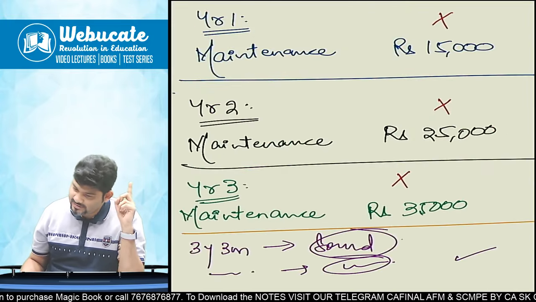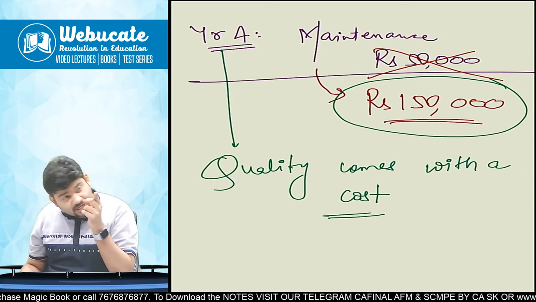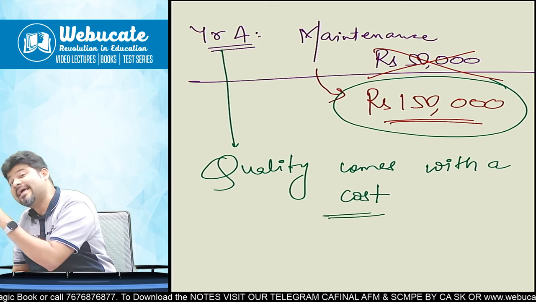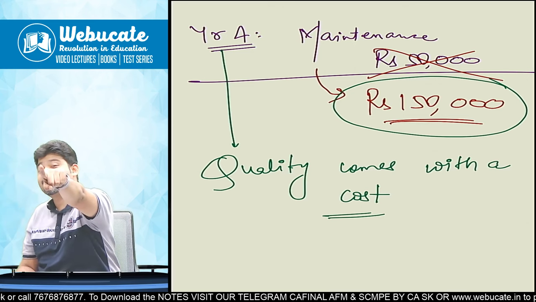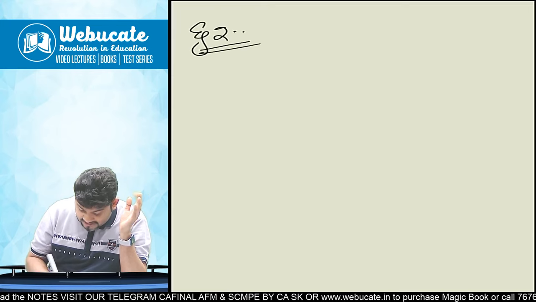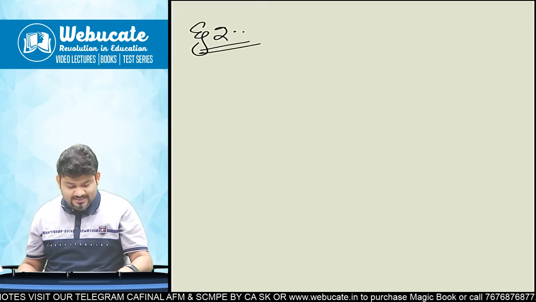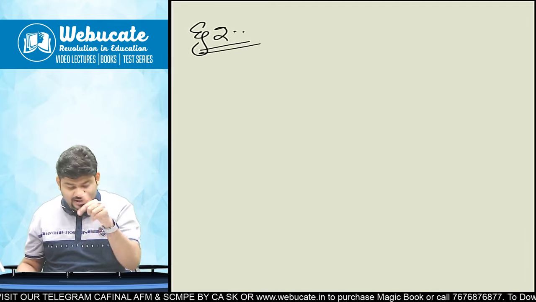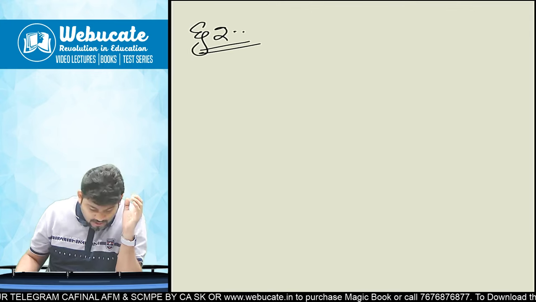Now, this example, just remember, because now we are going to use this example to connect to our first concept, and that is cost of quality. Before that, I'll give you some more examples, some 2-3 more examples. See, my whole teaching methodology is based on example, because I know as examples, you will be able to remember everything, and then it will become easy for you to apply.